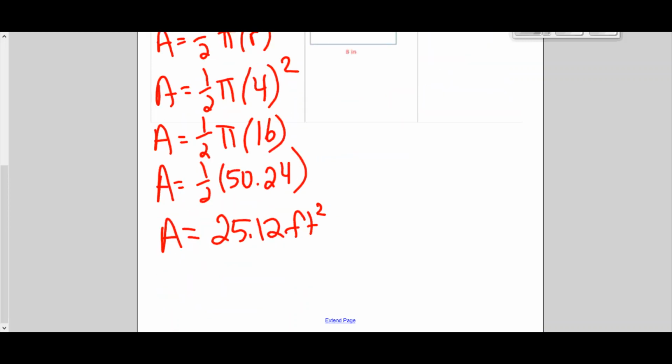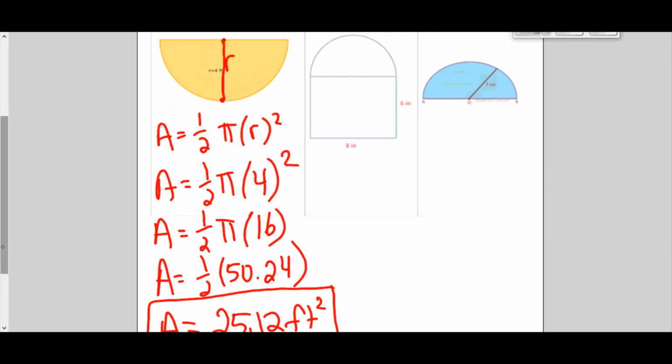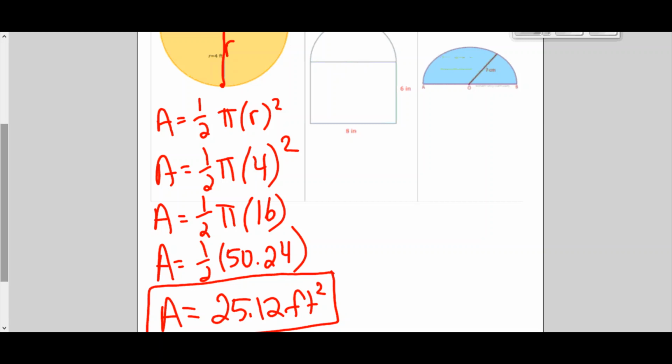And then we need to square it. So the area of half of the circle is 25.12 feet squared. Remember, your area always has to be square feet. Let's skip the middle column and let's do the next one.